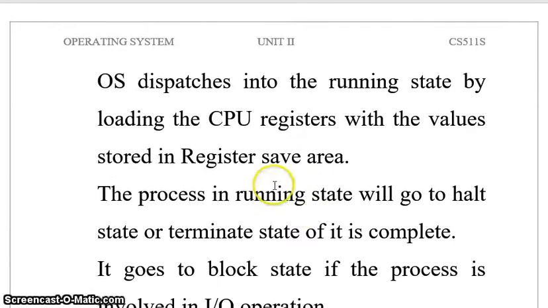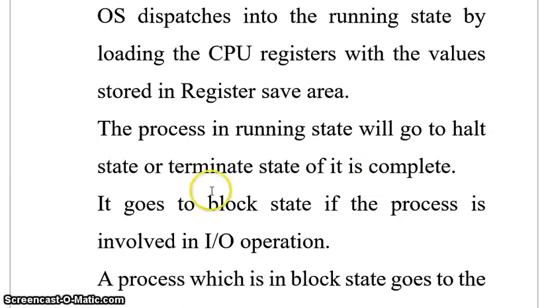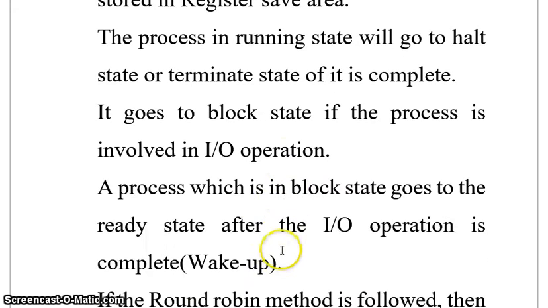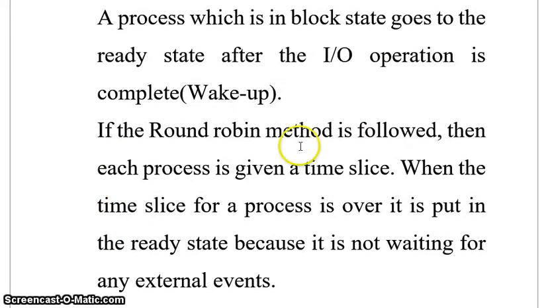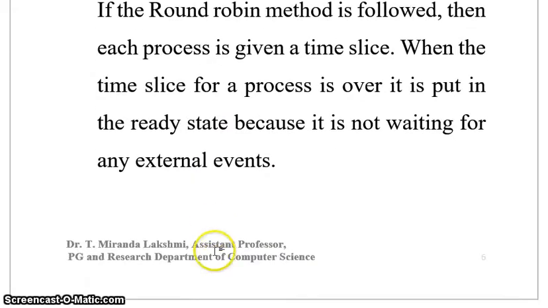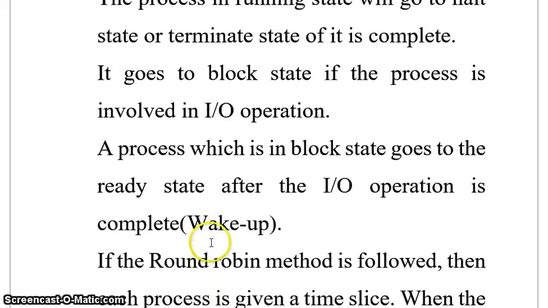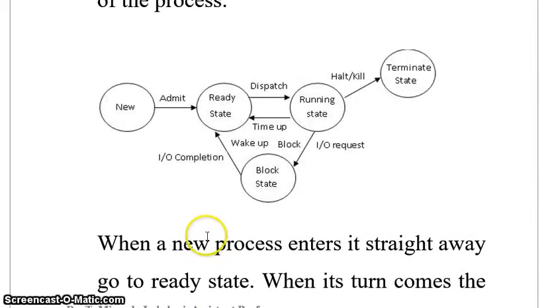The next one is, the process in the running state will go to the halt state, or you can say terminate state, if it is completed. It will go to the block state if the process is involved in an IO operation. The process which is in the block state goes to the ready state after the IO has been completed. So already we have seen, if the round robin method is followed, then each process is given a time slice. When the time slice for a process is over, it is put in the ready state because it is not waiting for any external events.